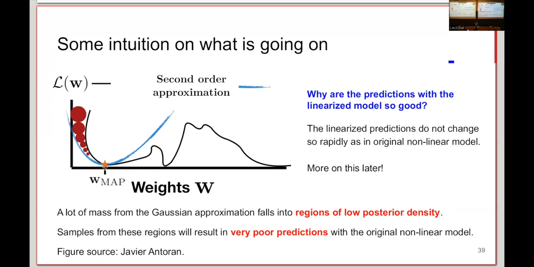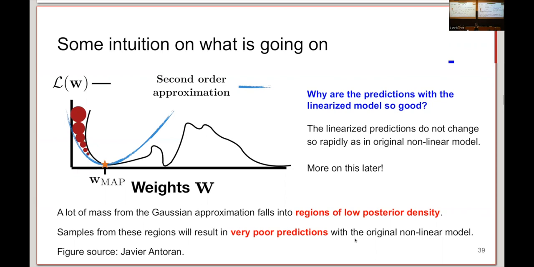And what is going to happen is that if you make small changes to your weights, maybe you get into regions where the network actually doesn't even fit the data. And this is what was happening to Neil Lawrence. He was sampling from the Gaussian. The samples of the Gaussian were moving away from the MAP solution, and they were getting into regions where the fit to the data was very poor. So a lot of mass of this Gaussian approximation falls into regions of low posterior density, and then your predictions are going to be poor. Whenever your sample falls into these regions, things are not going to work.